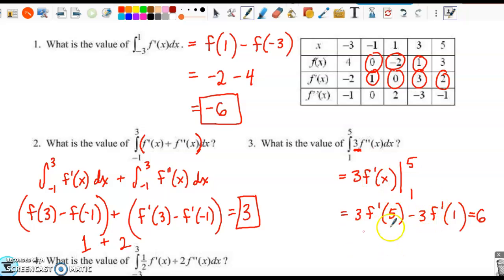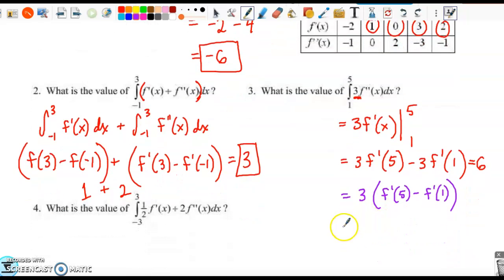But just to give you a heads up on where we're going with this, I mentioned that you could factor out that 3 here: f prime of 5 minus f prime of 1, which by the fundamental theorem of calculus would be equal to 3 times the integral from 1 to 5 of f double prime of x dx.